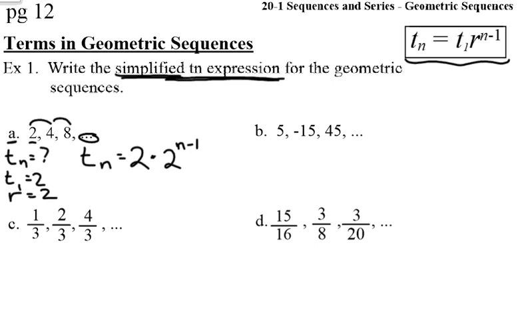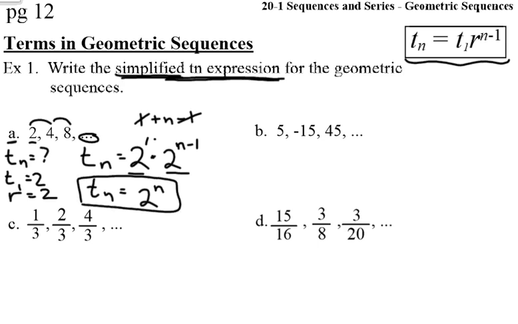Now in this case, we know that when we have two powers with the same bases, we keep the powers and we add the exponents. 1 plus n minus 1, 1 and negative 1 cancel, so this simplifies to just 2n. There's our simplified expression. Write what we can and then simplify it down.